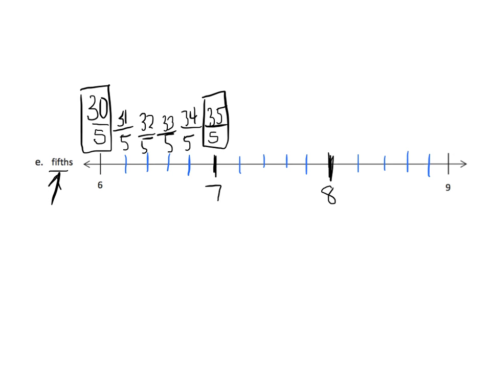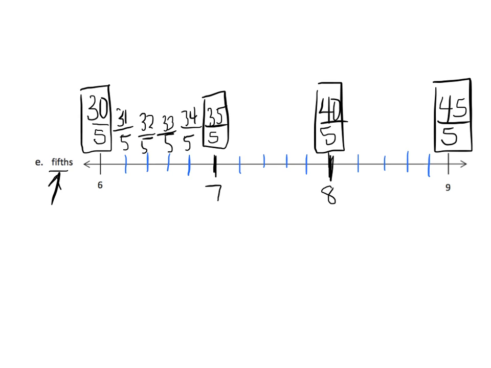Now I'm going to skip a little bit for the sake of time. If 6 is 30 fifths, 7 is 35 fifths, what would 8 be? 8 would be 40 fifths. And I'll put a box right there because we can see it. Here's 35 fifths, so 36 fifths, 37 fifths, 38 fifths, 39 fifths, 40 fifths. And then what would 9 be? 45 fifths. And there you have it.